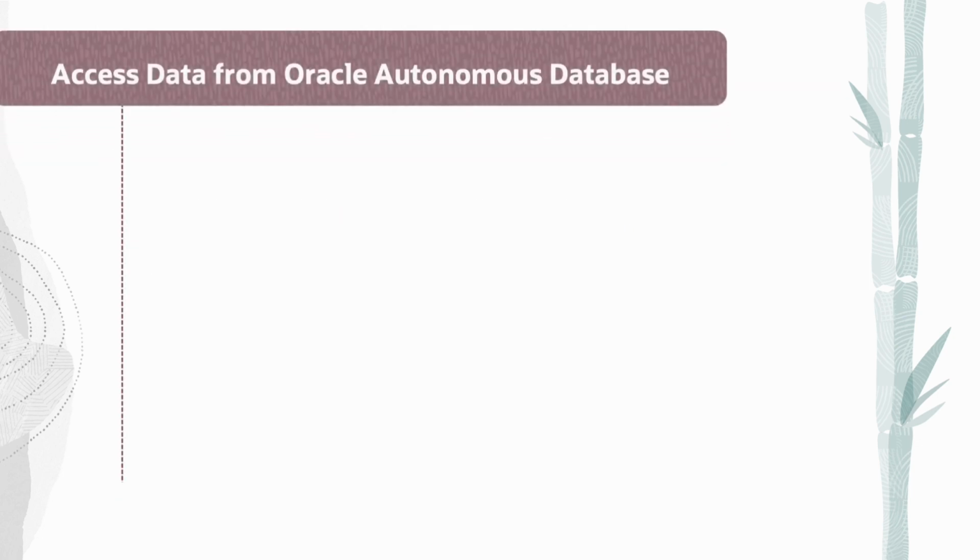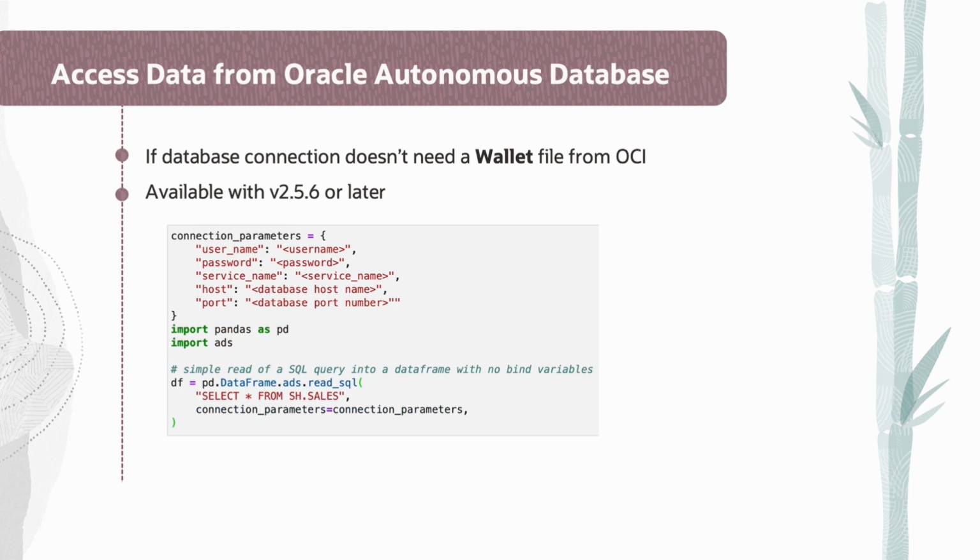When you want to access a database without a wallet file, you can do that by specifying the host name and the database port number parameters. You can see how it's defined in the connection parameters dictionary right here. But keep this in mind, this feature is only available with ADS version 2.5.6 or later.